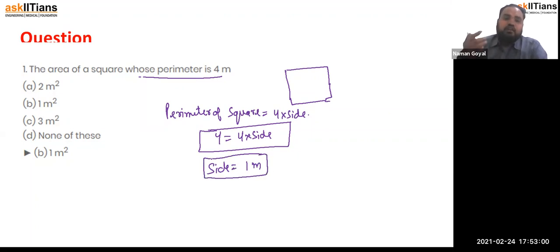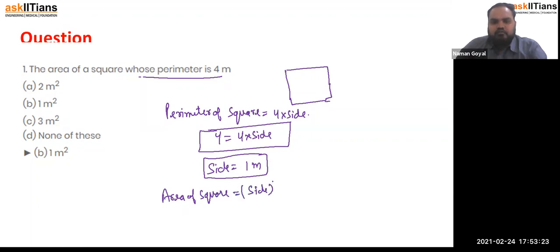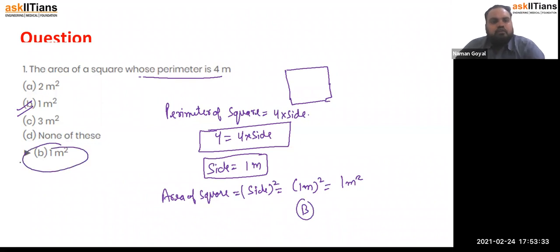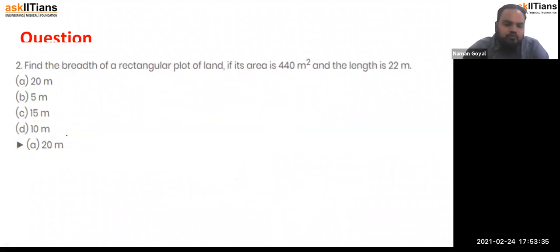And if we have the side, for finding the area of any figure, whether it is a quadrilateral, a square or a rectangle, anything, what do we need? For a square, we need the side. So we got the side as 1 meter. So the area of a square is side square, so it will be 1 meter square. So the answer for this particular question is option P, isn't it? Okay, we can do more questions.